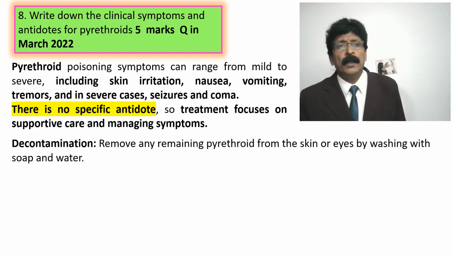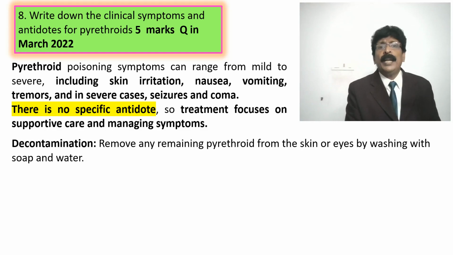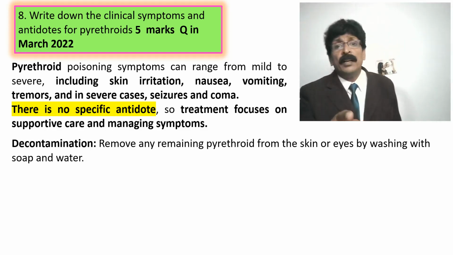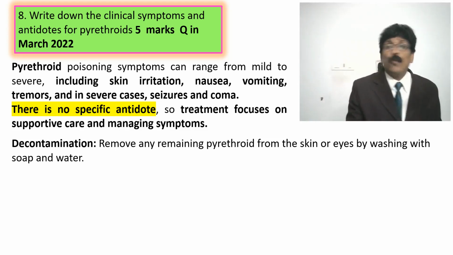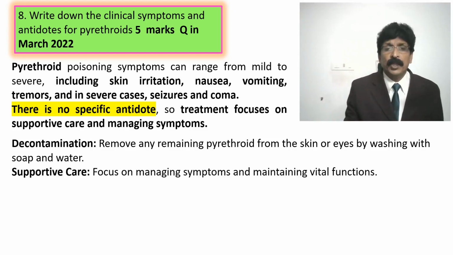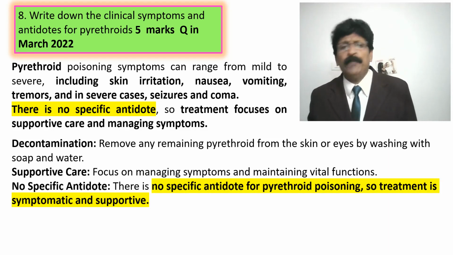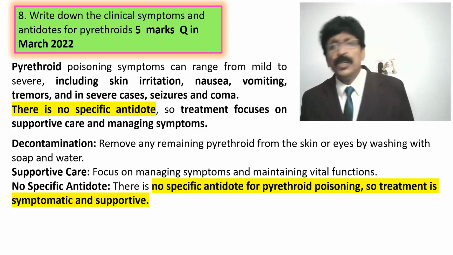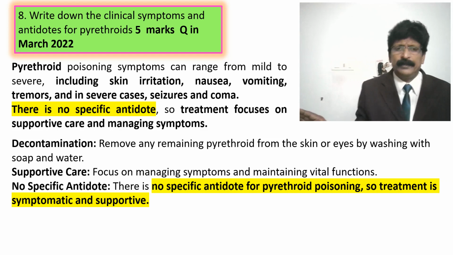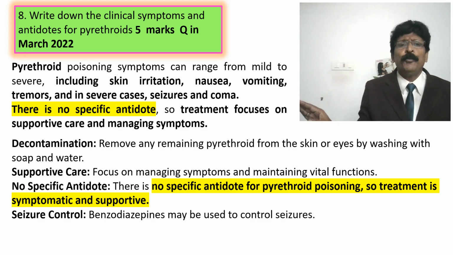So we can do decontamination: remove any remaining pyrethroids from the skin by cleaning, washing, and wash the eyes, and wash with soap and water. Supportive care: focus on managing the symptoms and maintain vital functions, very important. No specific antidote, we know that. There is no specific antidote for pyrethroid poisoning, so treatment is symptomatic and supportive, which you can perform.